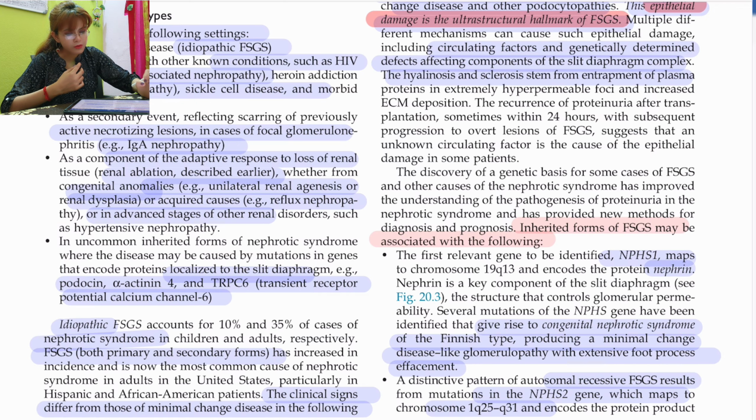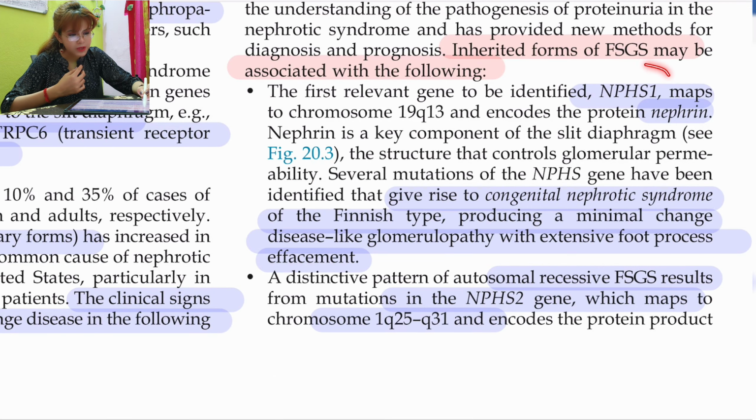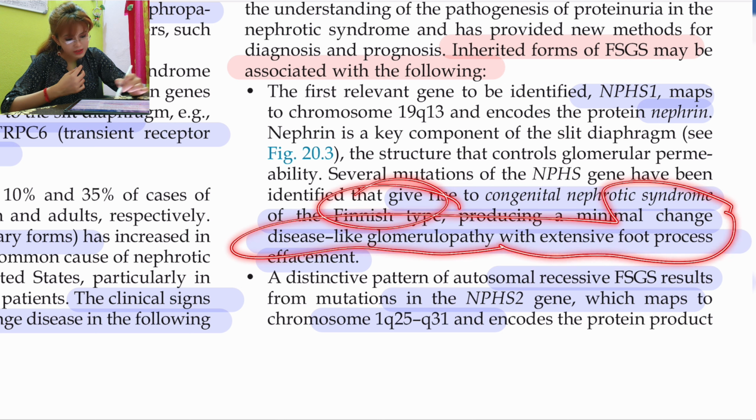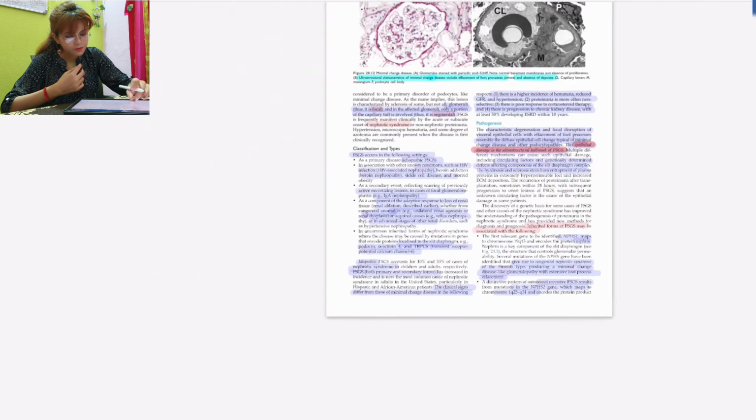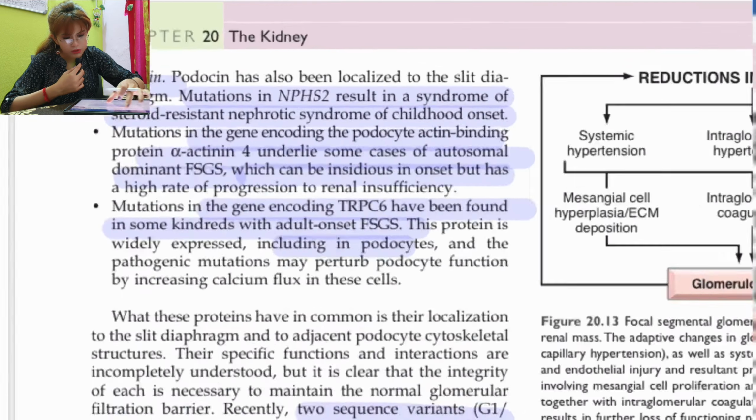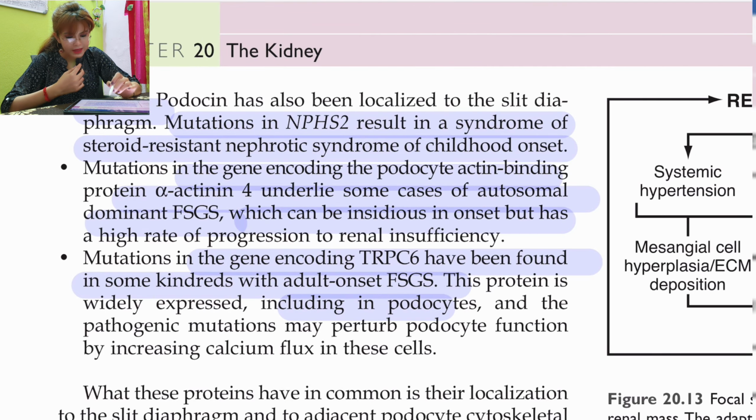The inherited forms of FSGS include NPHS1, which maps to the protein nephrin and gives rise to congenital nephrotic syndrome of the Finnish type, producing a minimal change disease-like glomerulopathy with extensive foot process effacement. And the other one is the autosomal recessive FSGS from mutations in the NPHS2 gene, which codes the protein podocin, and these mutations result in steroid resistant nephrotic syndrome of childhood onset.